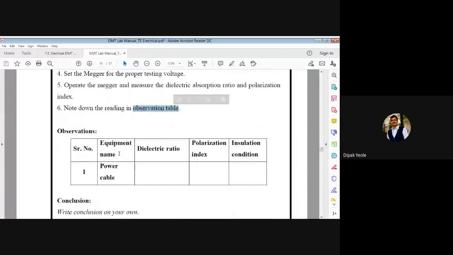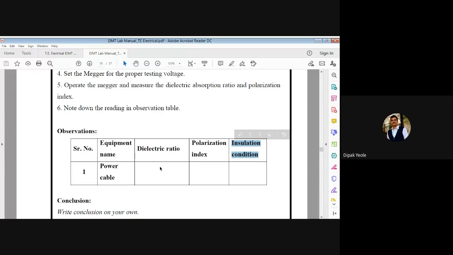So what is our observation table? It is very simple. It consists of 5 columns: serial number, equipment name, dielectric absorption ratio value, polarization index value. And by looking at these two values, we have to identify the condition, the insulation condition.